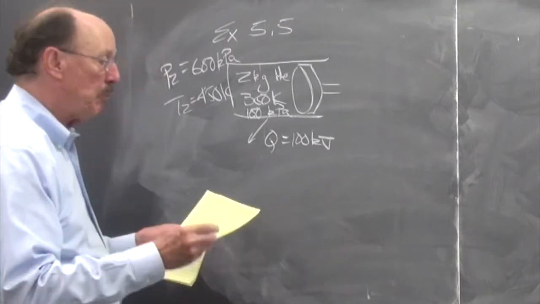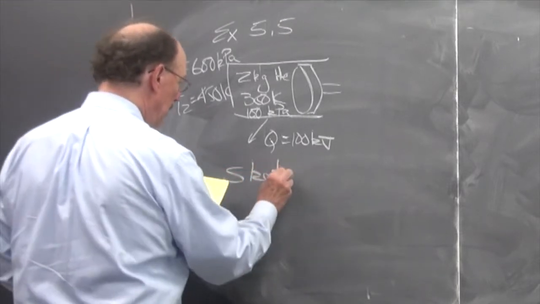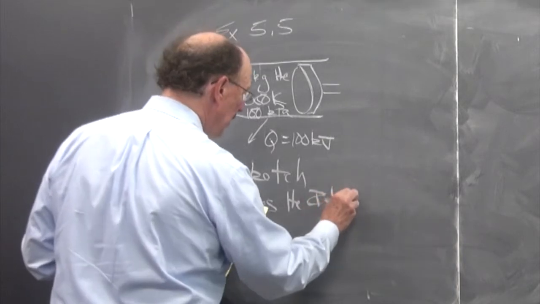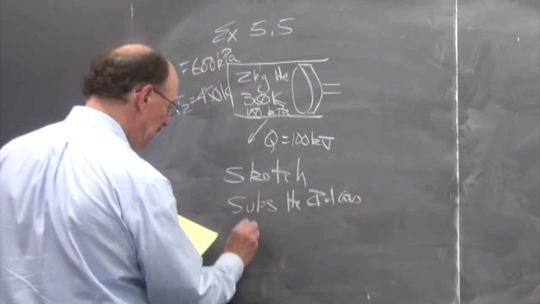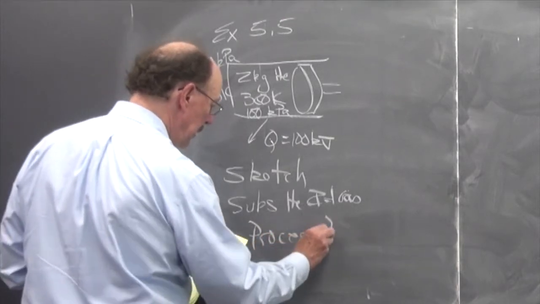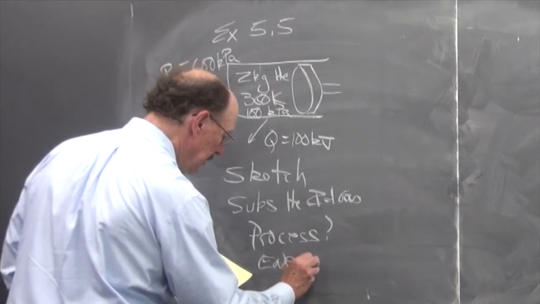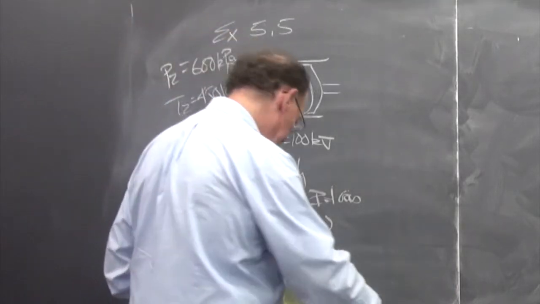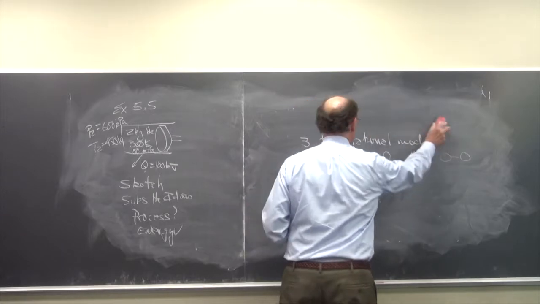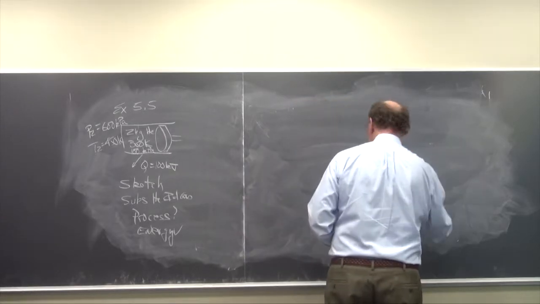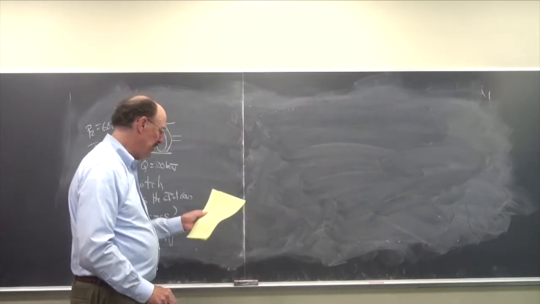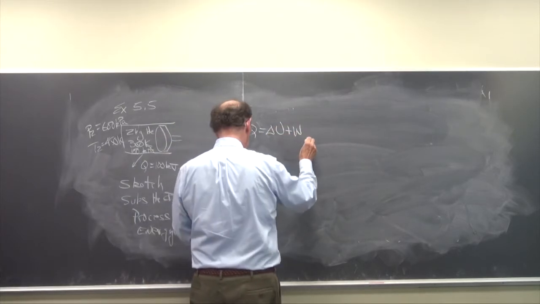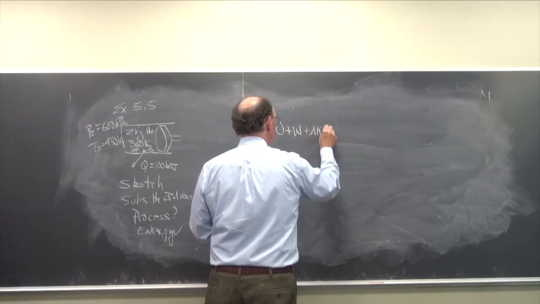So when I look at our process, we do a sketch. The substance is helium, so it's an ideal gas, so I can use the ideal gas equations of state. The process, we don't know. And is energy involved? Yes. So I know that we can start off and use the first law of thermodynamics. That tells me my next step is to do that, just as we learned in chapter 3, chapter 4, chapter 5, and continuing. So now I know Q is equal to delta U plus W plus delta KE plus delta PE.